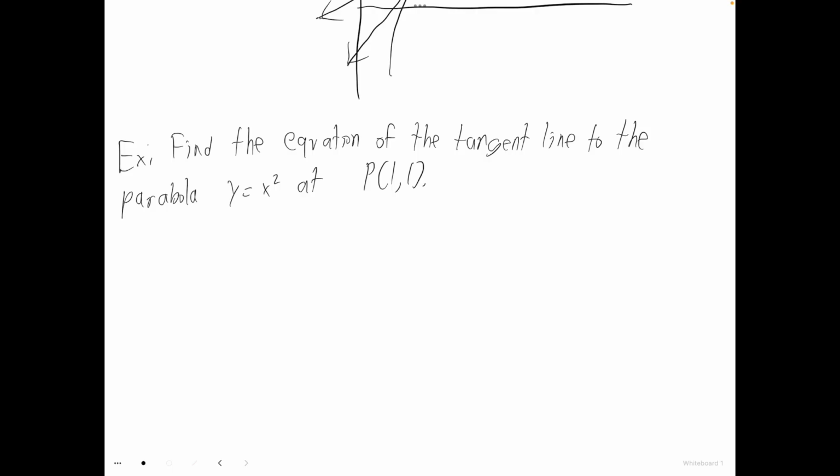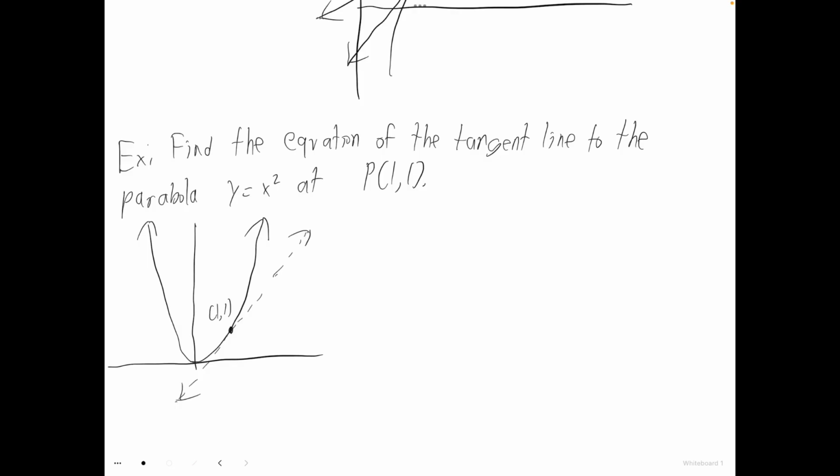Okay, so graphically what we're doing here is we've got this parabola y equals x squared, and we've got our point 1, 1. And what we want to do is find the line that we have drawn dotted right here. We're just trying to find the equation of that line. And so we know a point on the line already. We know we have the point 1, 1. Now we want to find the slope.